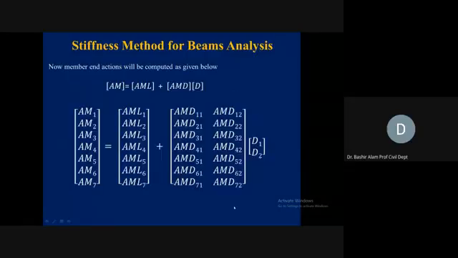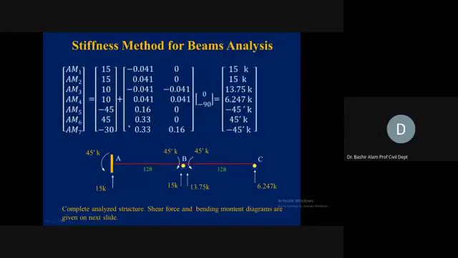Now the rest is the matrix operation. Now this is the matrix form. We put the values here, and after plugging in the values and going through the matrix algebra, you get all these member end actions. And accordingly, we put them on the sketch. You see here, AM1 is 15, so 15 in the upward direction. AM2, 15, so just to the left, 15. At the AM2 location, we have 13.72.